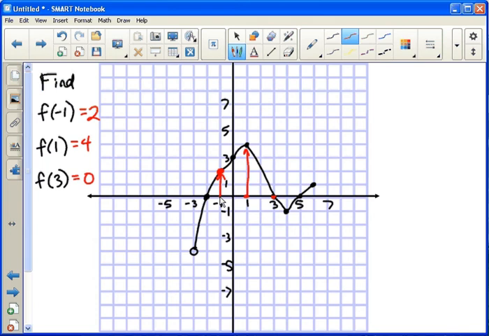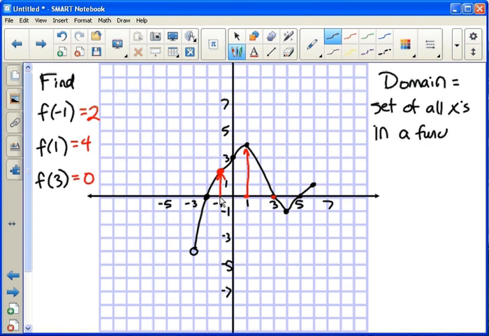Now this moves us on to something else we need to talk about, and that's domain and range. So domain is the set of all x's in a function. And the range is the set of all y's in the function.